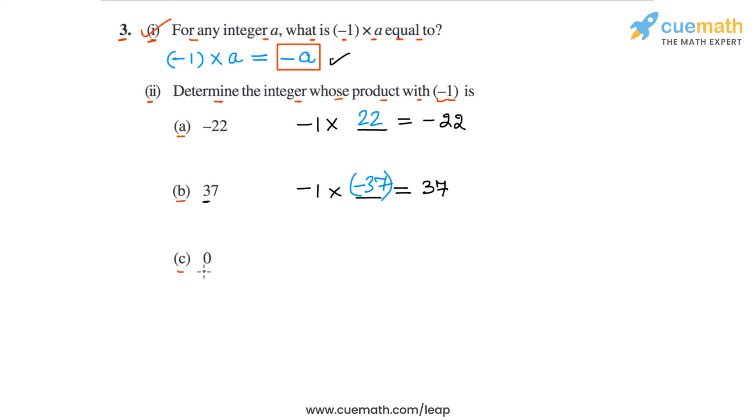And then in part C, we have the integer 0. So for this, we write the statement minus 1 into blank is equal to 0. And now we note that the only integer which when multiplied with minus 1 gives 0 can be 0 itself. So we put 0 here and the statement becomes minus 1 into 0 is equal to 0. So the answers for part 2 are 22, minus 37 and 0. So this completes part 2, and with this we have completed question number 3.